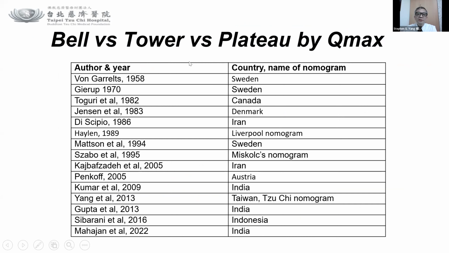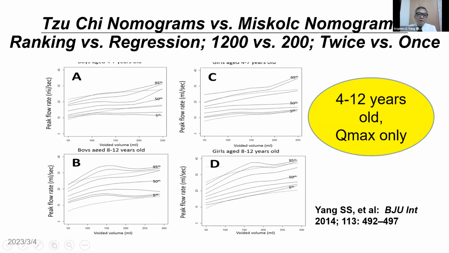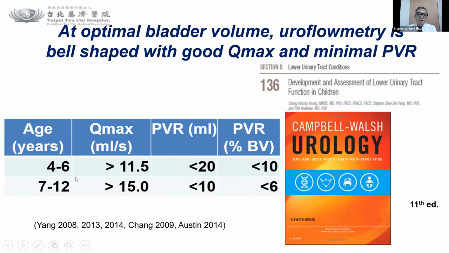Now, bell, tower, and plateau are usually classified by Qmax, and there are publications from Taiwan, India, and around the world. This is an example of the Tsuji nomogram versus the Miskolczi nomogram. We published this result in BJU International in 2014. To make it simple, when the child is 4 to 6 years old, the flow is greater than 11.5; at 7 to 12, greater than 15 ml. If it is less than the suggested value, you can think about plateau.